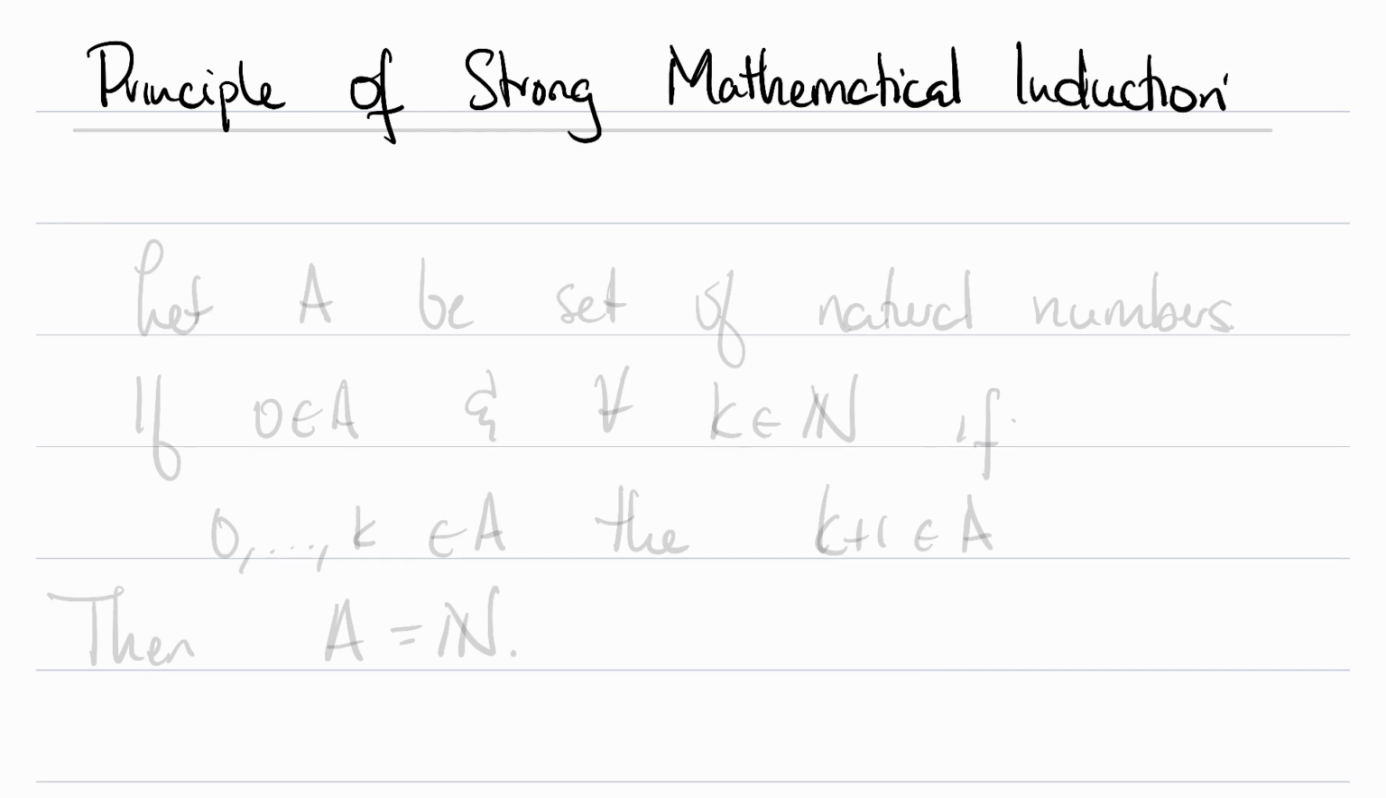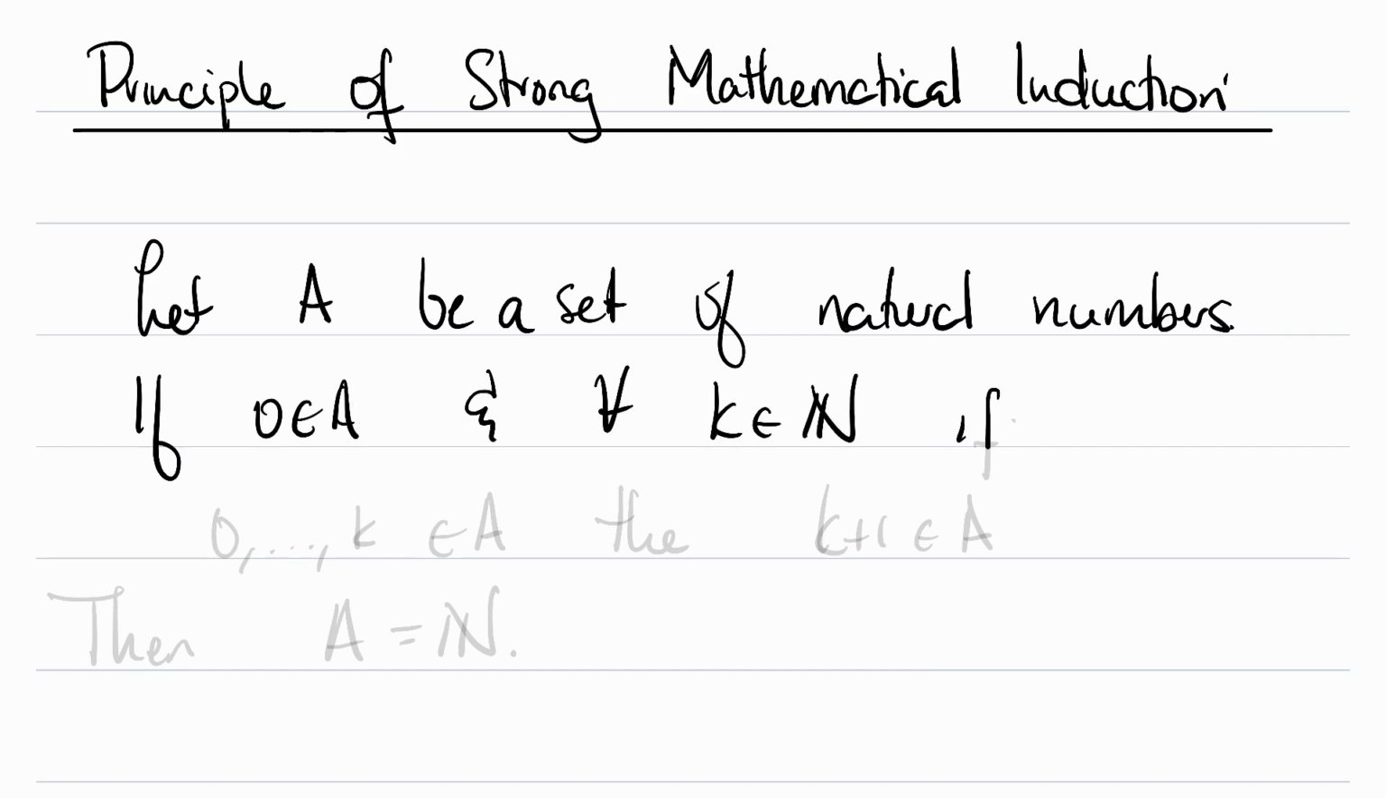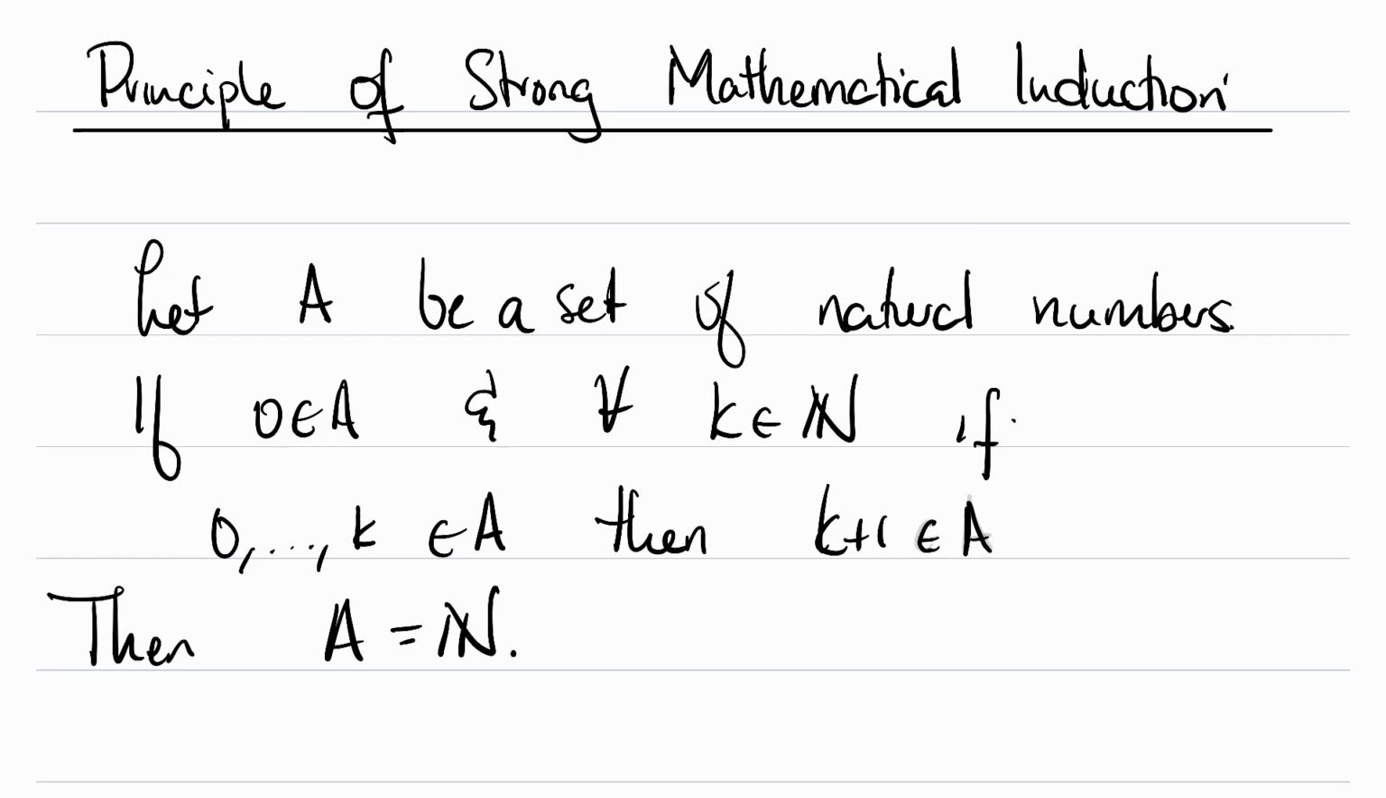Let's talk about the principle of strong induction. Here it is. Let A be a set of natural numbers. If 0 is in A, and for all k in the natural numbers, if 0 up to k is in A, then k plus 1 is in A. If this is true, then A is equal to the natural numbers.